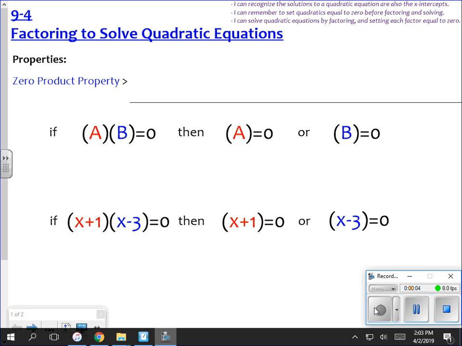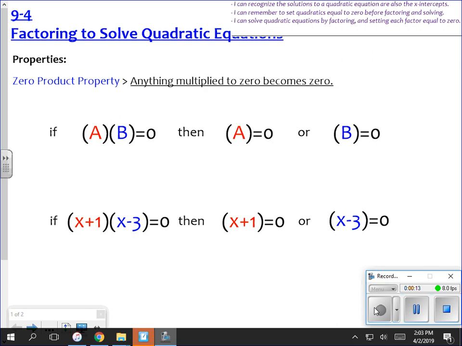Okay, so here we go. Factoring to solve quadratic equations. The one thing we use to solve factoring quadratics is the zero product property.